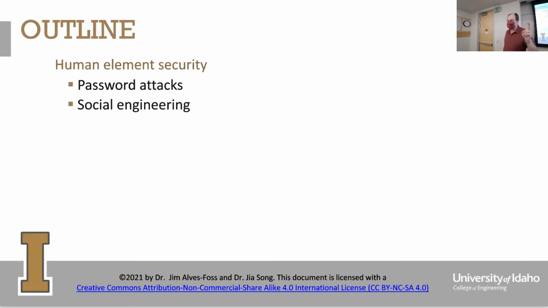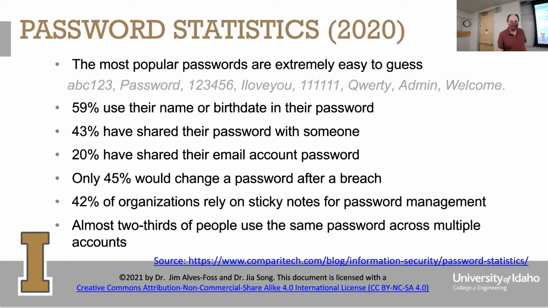So I'm going to talk about two different things here: password protection and general social engineering. The most popular passwords are extremely easy to guess. This is from 2020 statistics. ABC123. Password. 123456. I love you. 1111. QWERTY. Yes. Look at a keyboard. Just go across the top row of letters. That's QWERTY. Admin. Welcome.